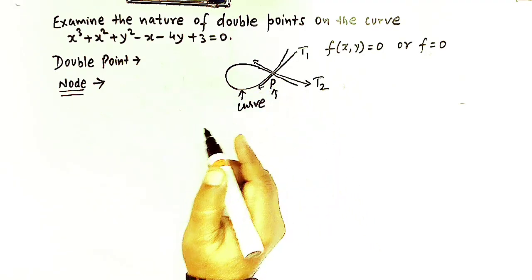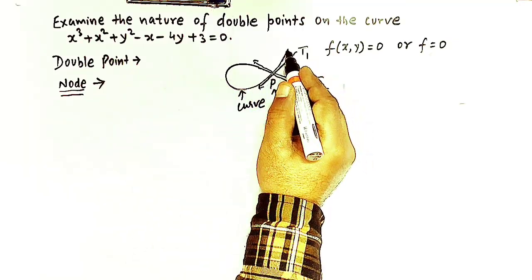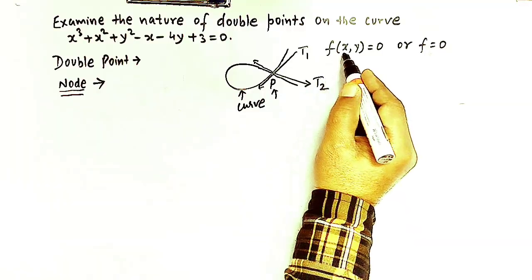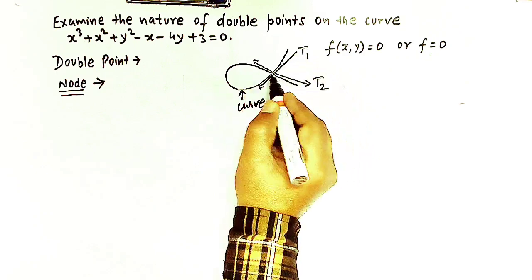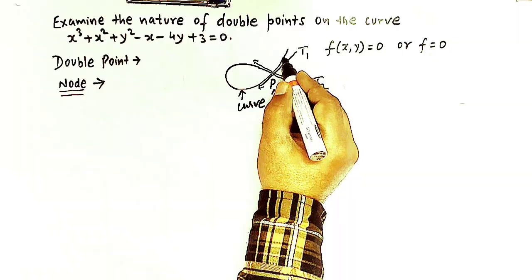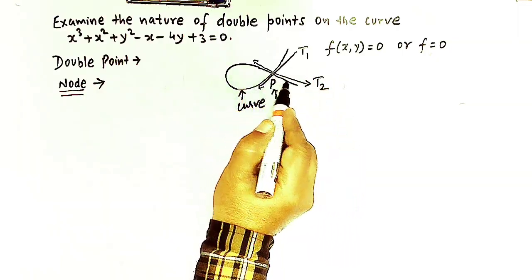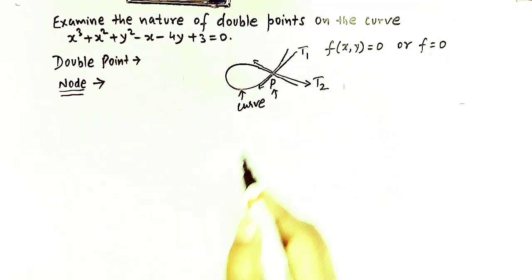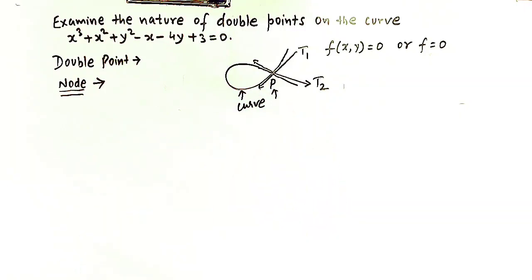So this point P is a double point because at this point P we have two branches of the given curve, say f of x comma y is equal to 0, and if we draw two tangents at this point P, that is say this tangent T1 is to this branch and this tangent T2 is to this branch, then if both the tangents are real and distinct at this point P, then this point P is known as a node.